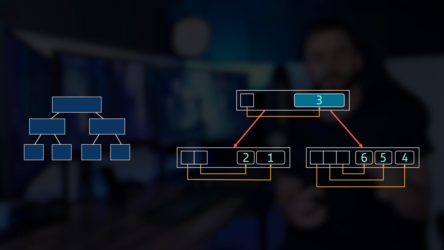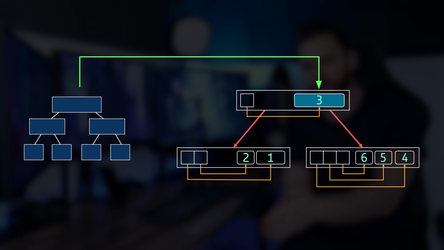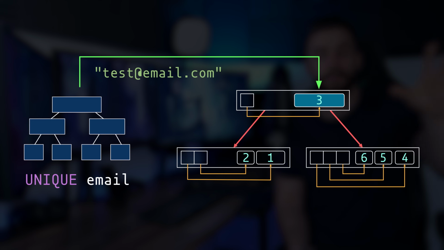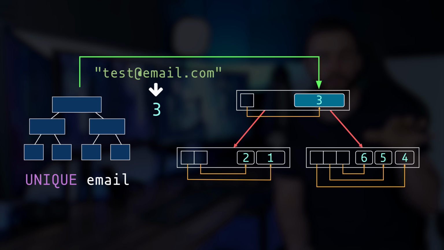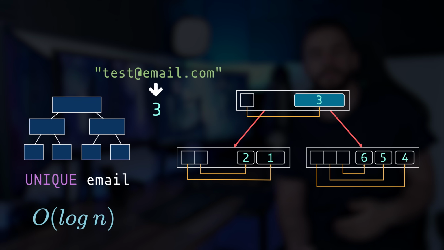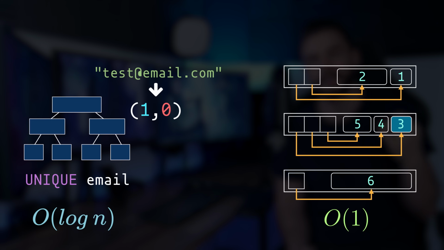So we need to use the primary key to point to rows from external indexes, from a unique email index, for example. This index would store the email and the primary key associated to that email. So we would find the email in log of n time, and then we would find the row in another log of n time. Whereas the previous approach skips the second log of n, because once it finds the email, it already has the row location.